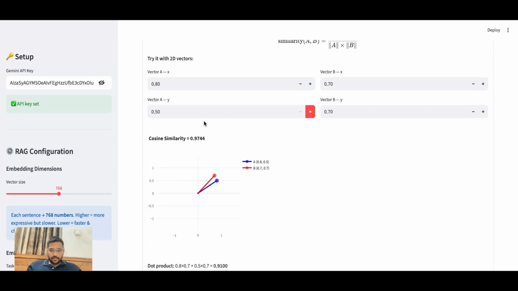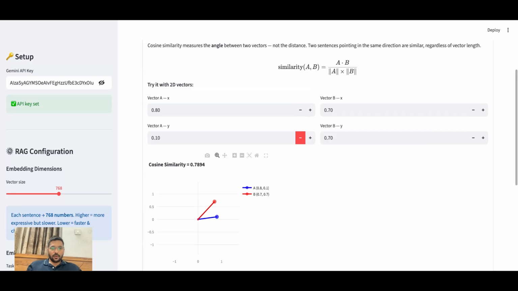So see, if I am moving this vector a's y value towards this vector b's y value, then this angle is reducing. As soon as I change the y value of vector a away from the y value of vector b again, the angle increases. So this is how it actually works. Less angle means it's more similar. So that's how it works.